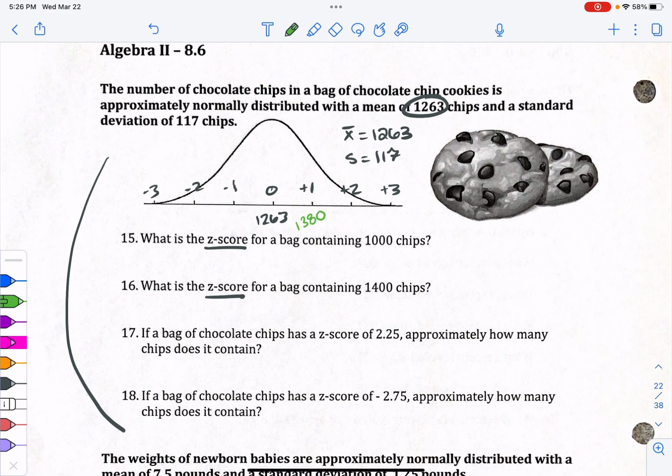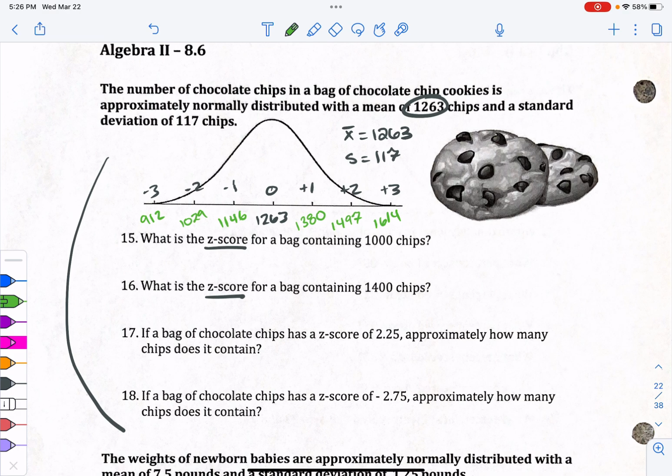1380 plus another 117 is 1497. Kason, will you go out, please? And then add another 117 is 1614. All right, now let's do the bottom half. 1263 minus 117 is 1146, minus 117 is 1029, and minus 117 is 912. Okay, so there's that. That's what we're looking for.